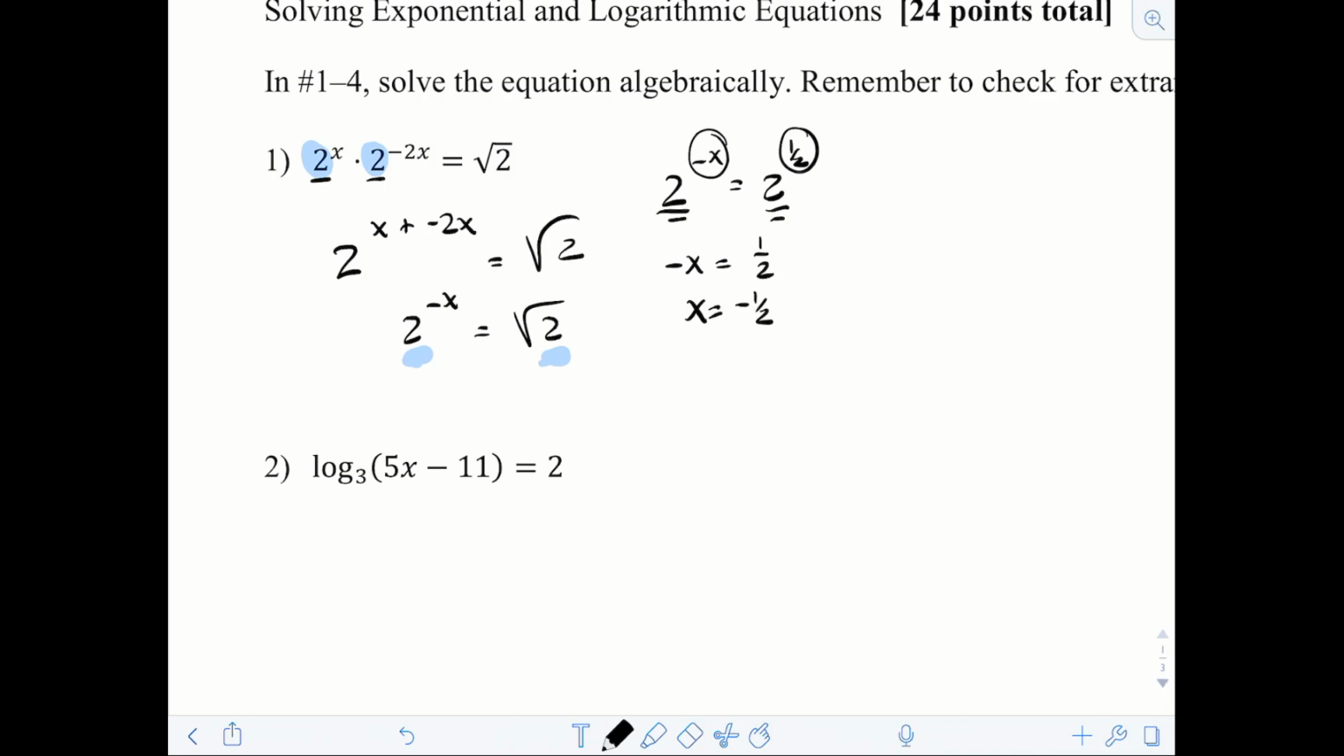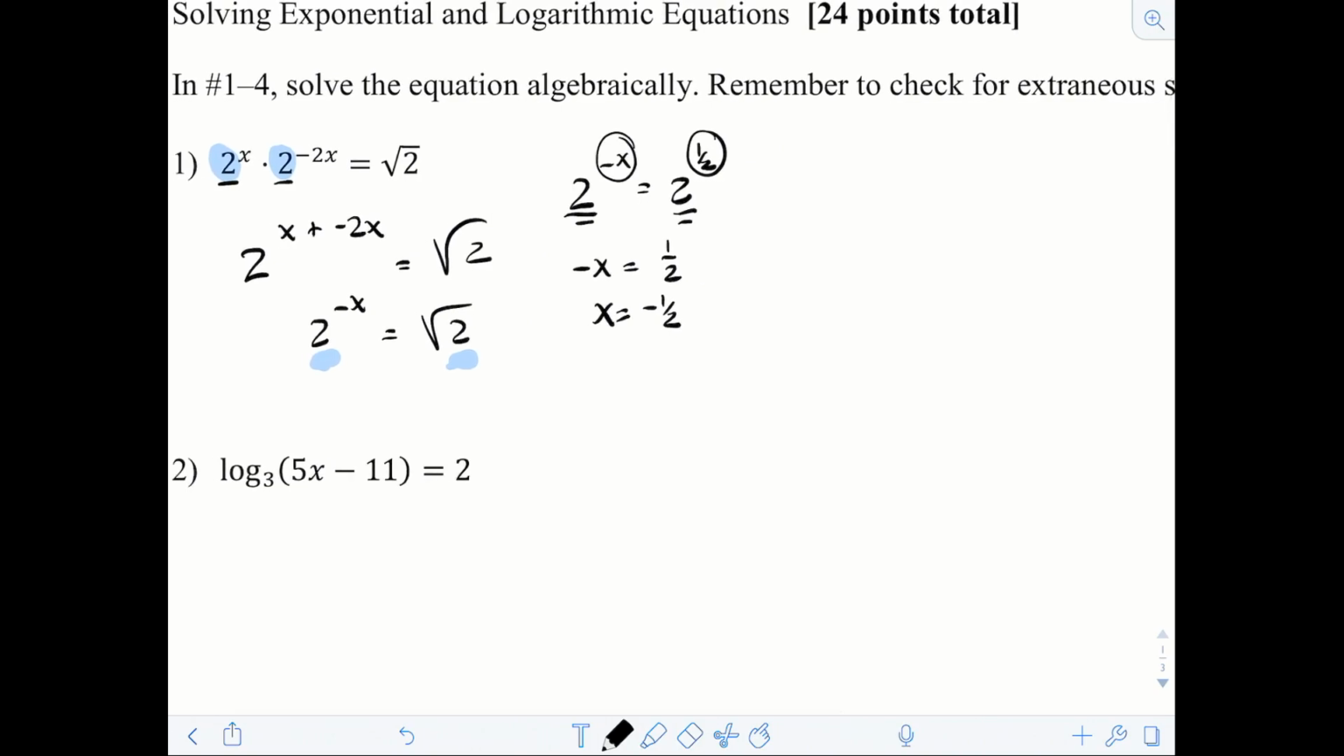Now, just to double check to see that this is good to go, we're going to say 2 to the negative 1/2, times 2 to the negative 2 times negative 1/2, and see if that is going to be equal to square root of 2. So right here, this is going to end up giving us 1 over square root of 2. And then this is going to end up giving us 2. And this is going to be negative times the negative is a positive, 2 divided by 2, which is 1.